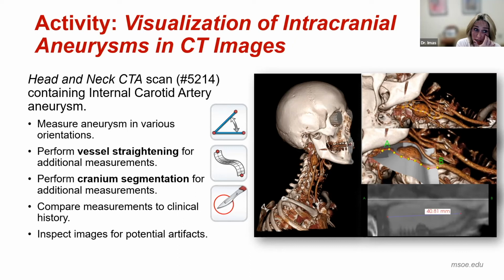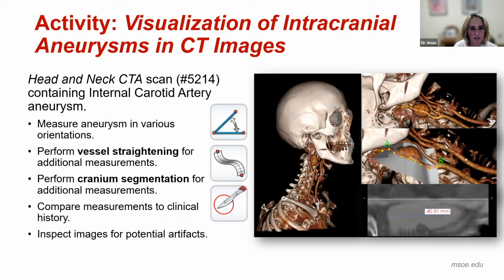So here I give the students a head and neck CTA scan. This is one of my favorites, really. It contains a really large internal carotid artery aneurysm. And I like it because it's so obvious, even if you're not used to reading images, right? And for most students, it's really their first exposure. You can still identify it. And they start out using some fairly simple measuring tools, right? You measure the diameter, you measure two diameters of the aneurysm, you can record that and compare it to clinical history.